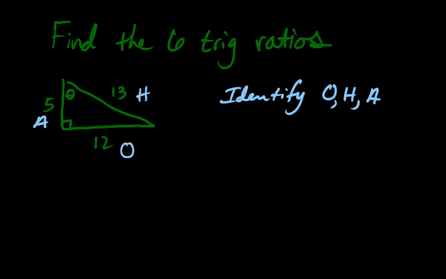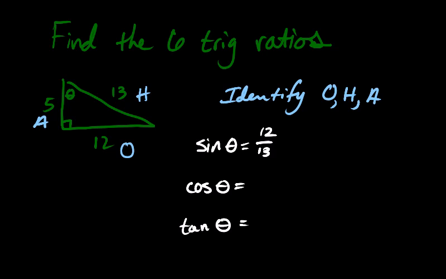The thing I do is I just find the sine of theta, the cosine of theta, and the tangent of theta first. And then when it comes to the reciprocals, all I got to do is flip them. So sine is opposite over hypotenuse, so that's 12 over 13. The cosine is adjacent over hypotenuse, so that's 5 over 13. And tangent is opposite over adjacent, so that's 12 over 5. And so those are your first three.